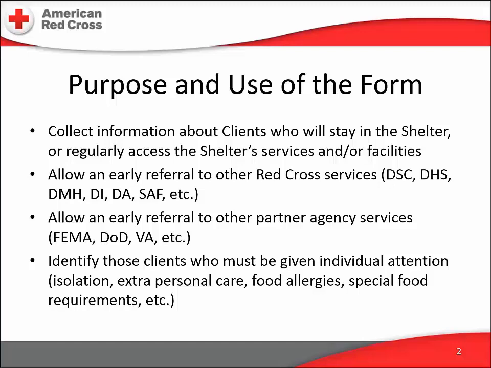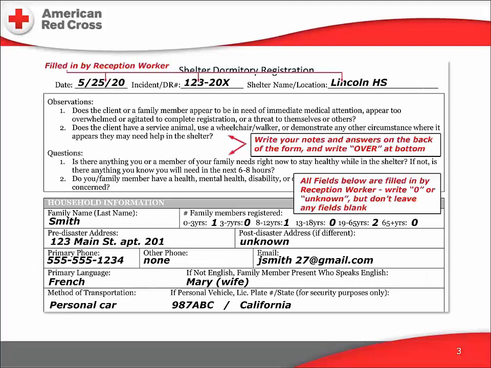As part of the interview, the Red Cross staffer will also be able to identify a client who has immediate needs, such as isolation, personal assistance, or dietary restrictions, allergies, or religious practice. This is the top half of the Shelter Client Dormitory Registration Form. The top line contains the date of registration, the disaster response number, and the name of the shelter. The reception staffer fills in this line of information.